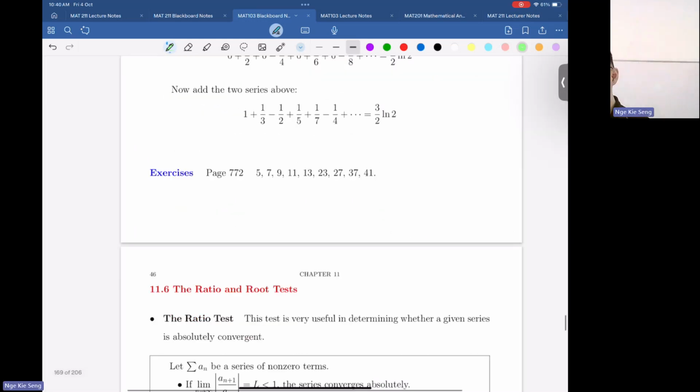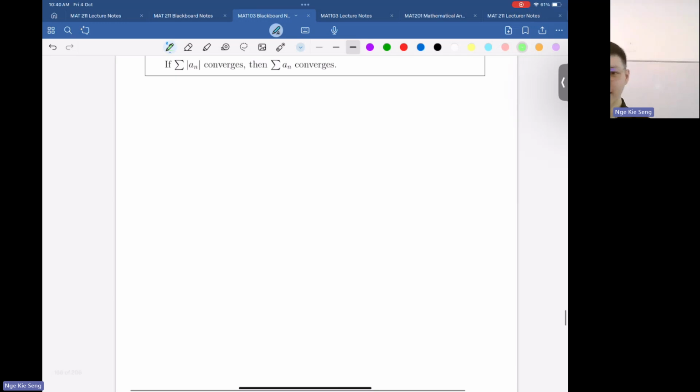Okay, if it's okay, then we will continue with tests. How many more tests? Let's see. 2 more tests. We will say bye-bye to all these series tests. Ratio test and a root test. Actually, it's counted as a very versatile test. A very useful one. Okay.